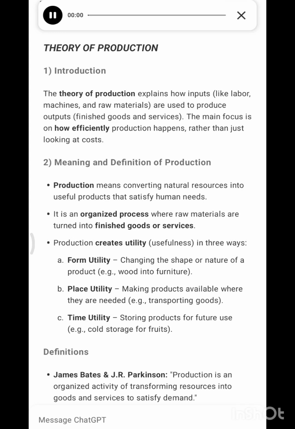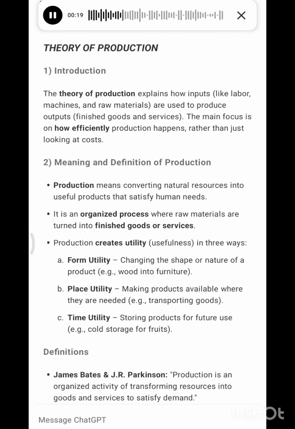1. Introduction. The theory of production explains how inputs, like labor, machines, and raw materials, are used to produce outputs, finished goods and services. The main focus is on how efficiently production happens, rather than just looking at costs. 2. Meaning and definition of production.